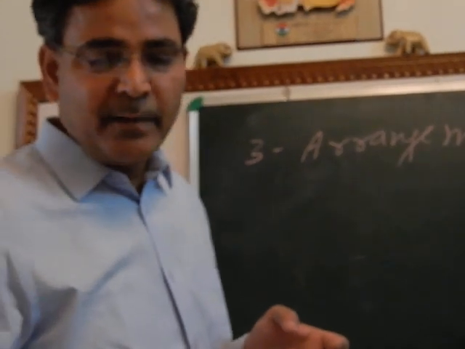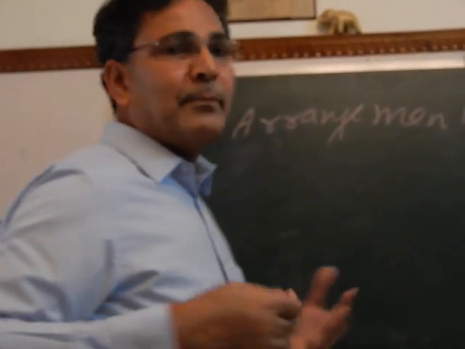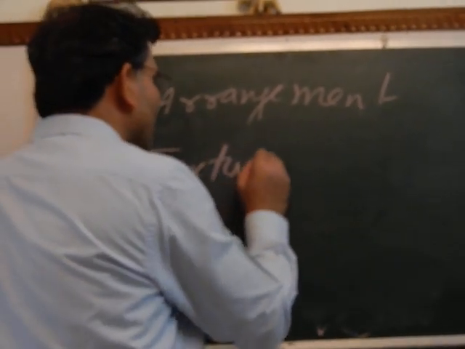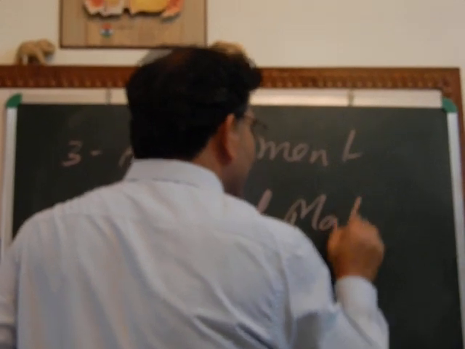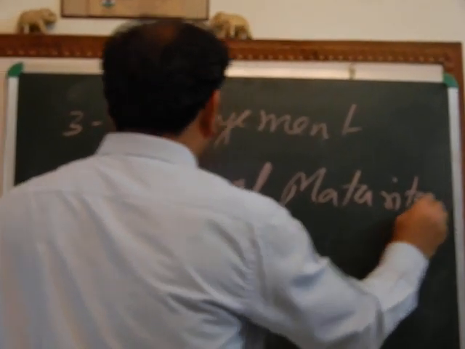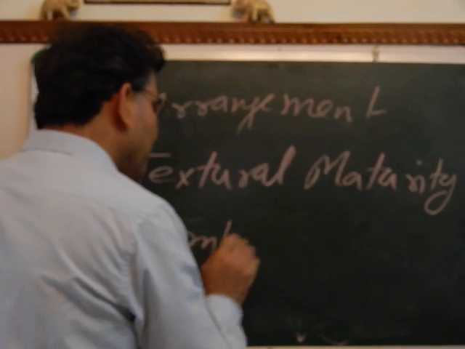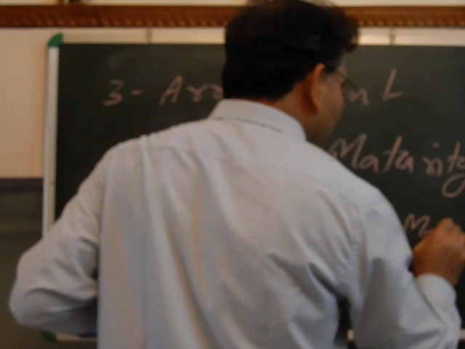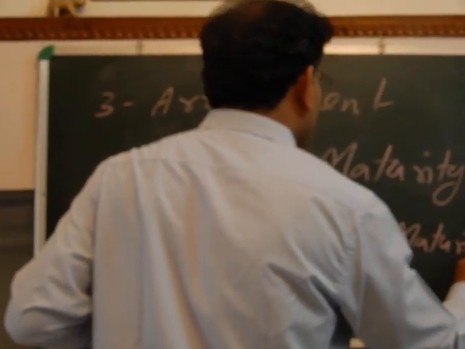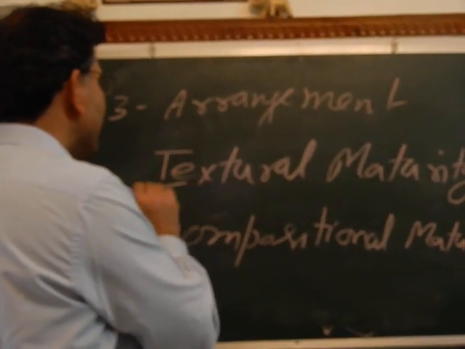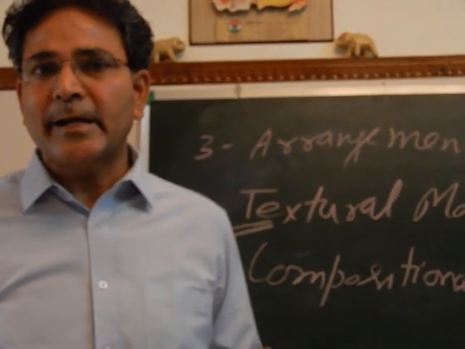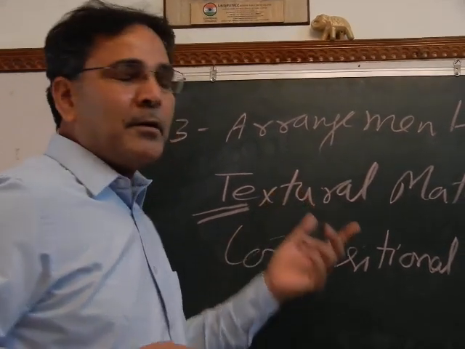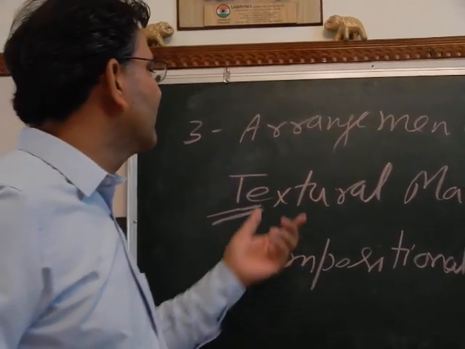Then the third is the maturity of the rock. There are two types of maturity. One is known as textural maturity and another is known as compositional maturity. Textural maturity is directly related with the sorting. It is directly related with the percentage of the matrix in the rock.